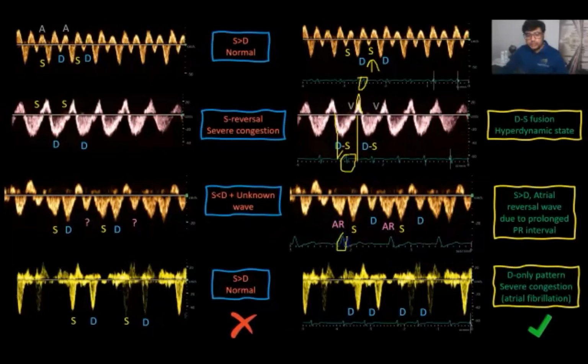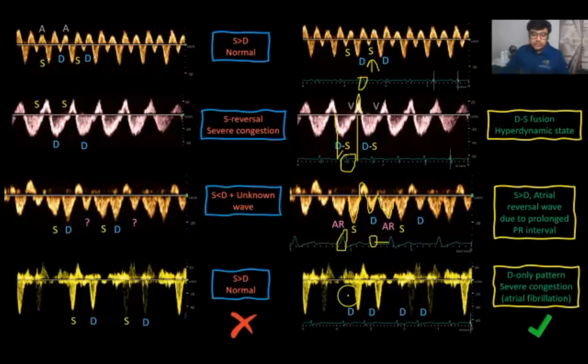So this is the QRS complex here. The waveform that is following that is the S wave. This is the V wave, and this is the D wave. So S more than D is normal. But this extra wave here is called the atrial reversal wave because of the prolonged PR interval. So here is the P wave, and this interval is prolonged, so it has more time to accommodate more venous return into the heart.